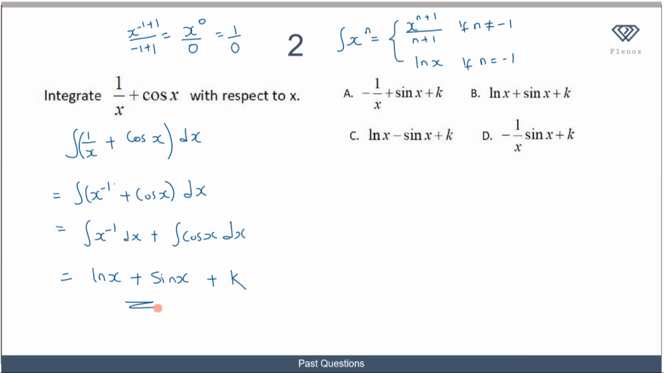So the integral of that function is what? Ln x, which is the integral of 1 over x, plus sin x, which is the integral of cos x, then plus our constant of integration. And what option corresponds to this? That is option B. So the correct option is what? Option B. So on to the next example.